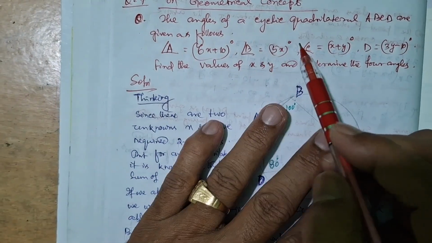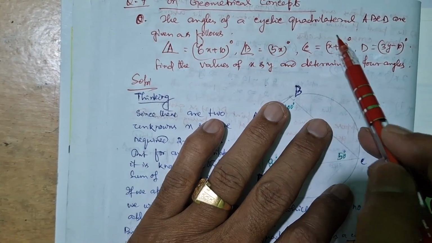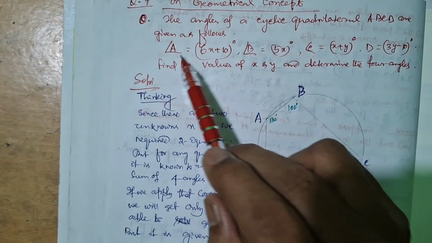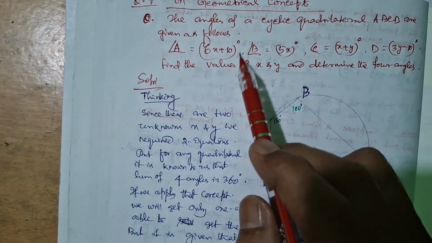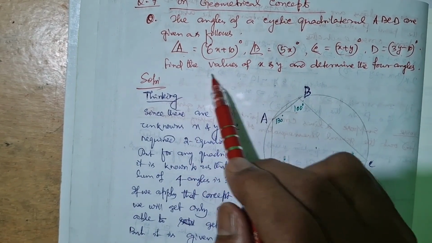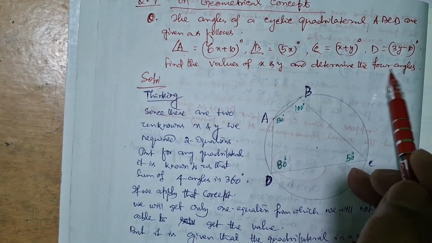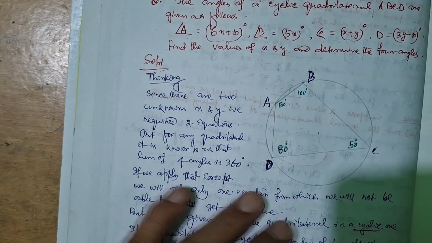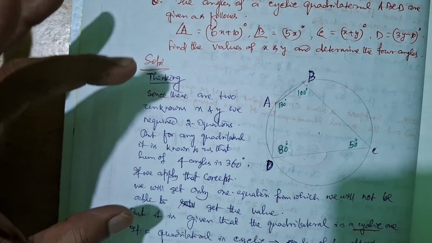The angles of a cyclic quadrilateral ABCD are given as follows: A is equal to this, B is equal to this, C is equal to this, D is equal to this. Find the value of x and y and determine the 4 angles. Prior to solving this problem, I have given you some solution and some thinking.